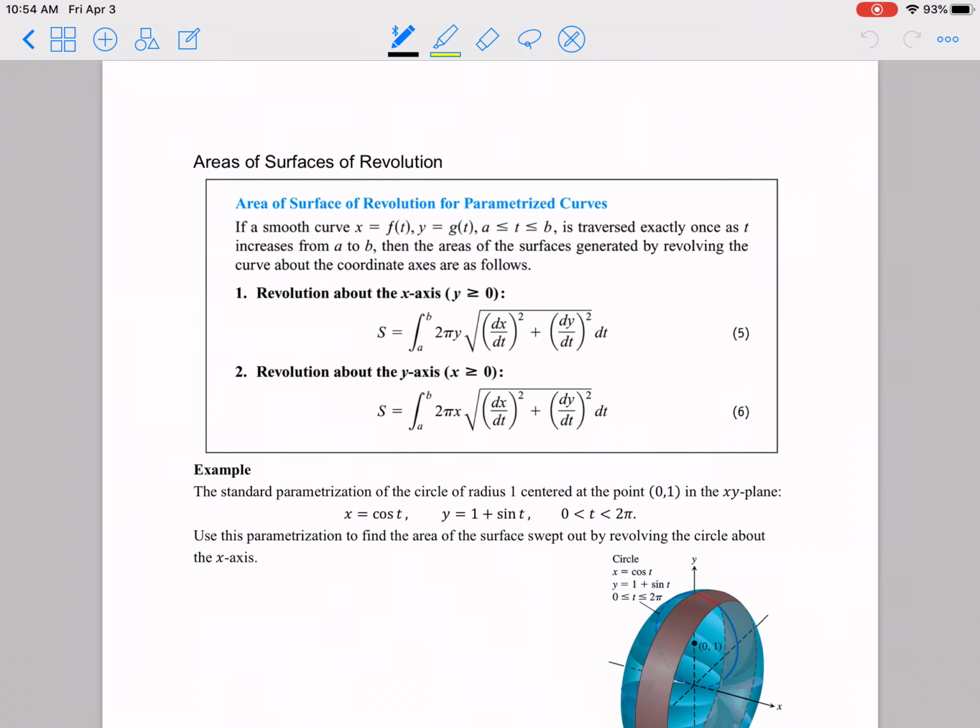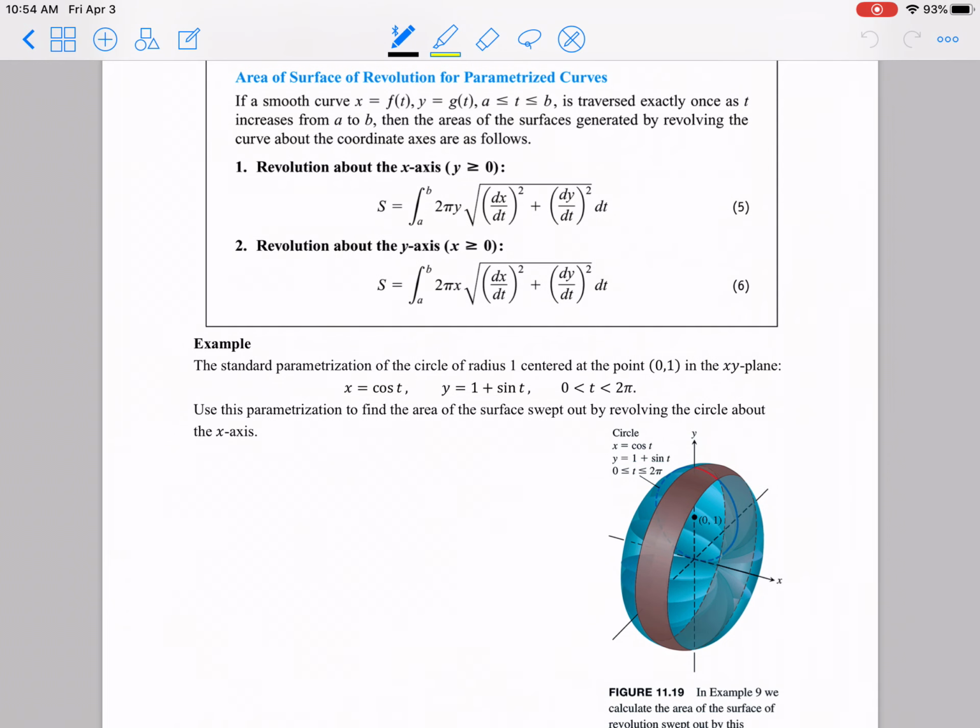All right, so next here, we're going to look at the areas of surfaces of revolution. And so here I'm not even going to do an example problem because this is very similar to something we were doing earlier. We are essentially going to say, okay, here is our curve right there. That was not very good. Here is our curve right there.